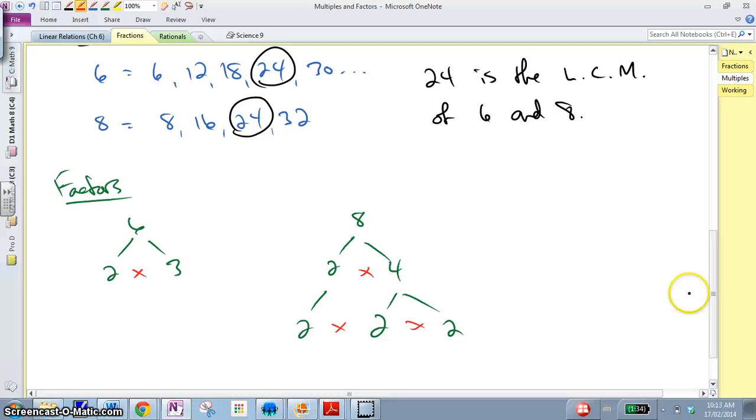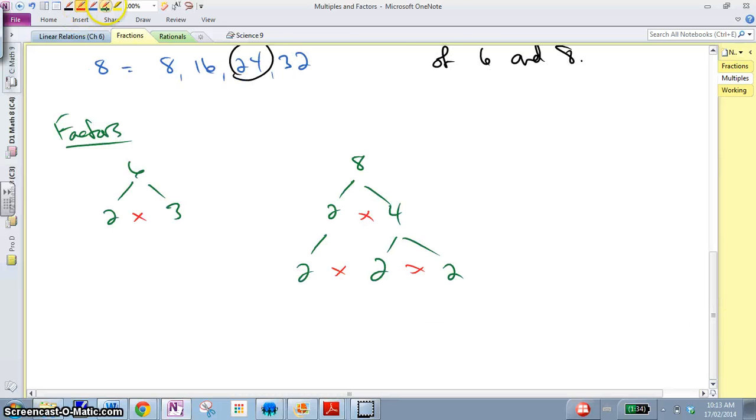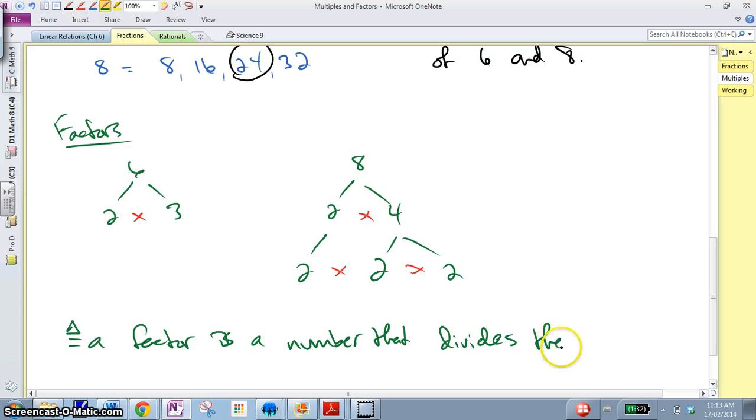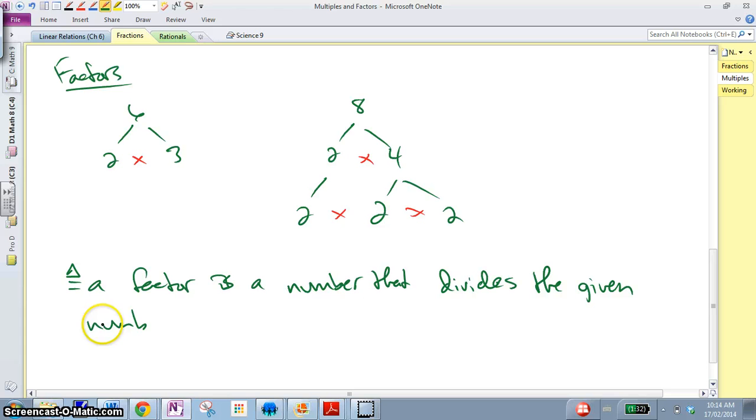And let's maybe just get a definition of factor here on our paper so we know what we're working with. Again, there's a symbol for definition. A factor is a number that divides the given number evenly without a remainder.